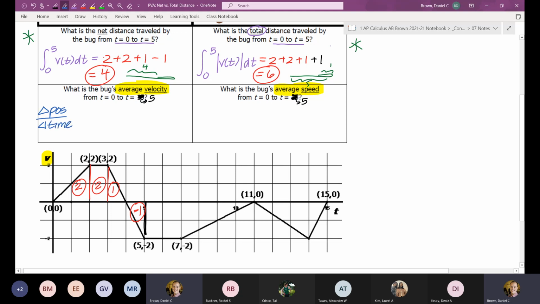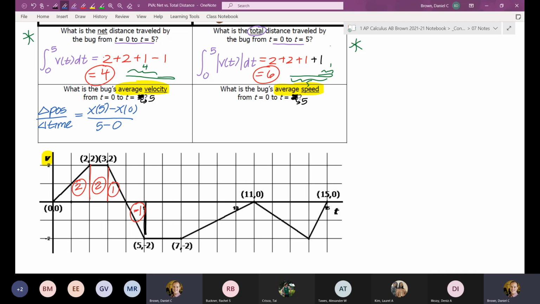Well, what does that literally mean? Change in position is going to be end position minus start position, change in time, end time minus start time. It's basically old school slope. So if I want to find the average velocity, I'm going to use the function x sub t for position. So it will be the change in position over the change in time. So I had x of 5 minus x of 0 over 5 minus 0.